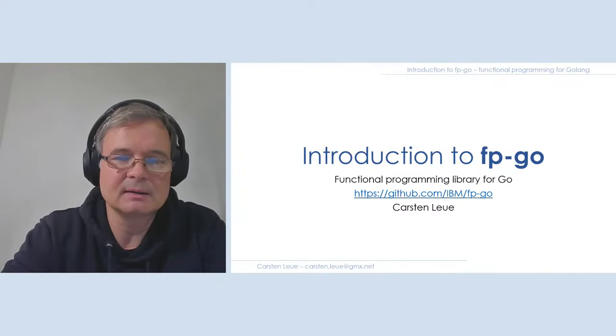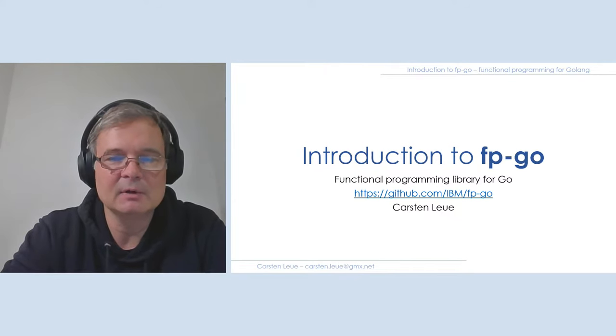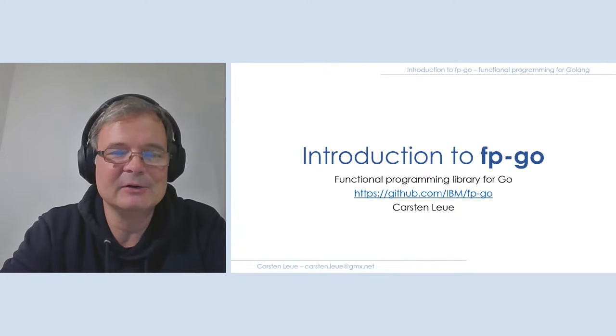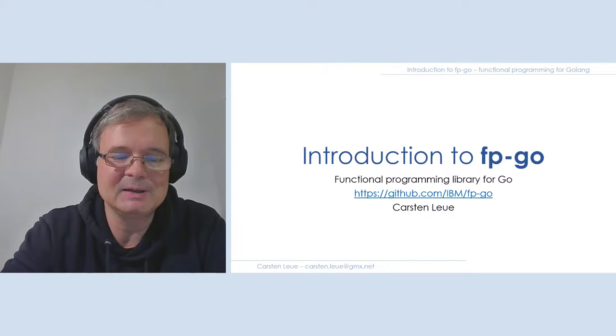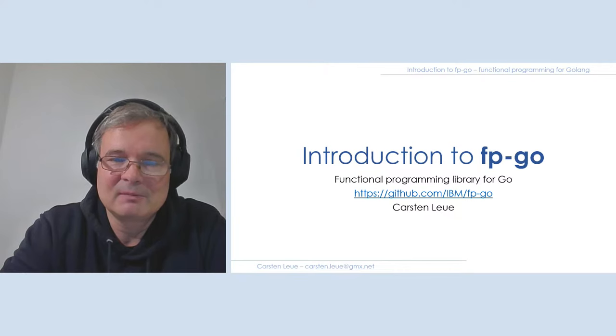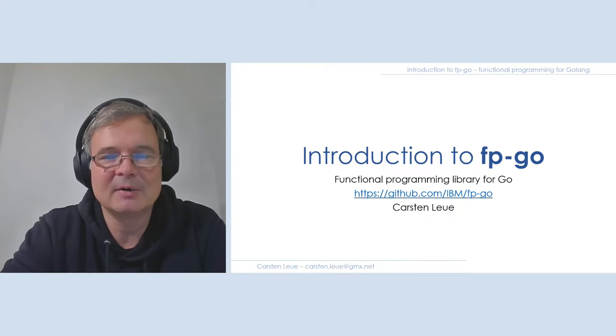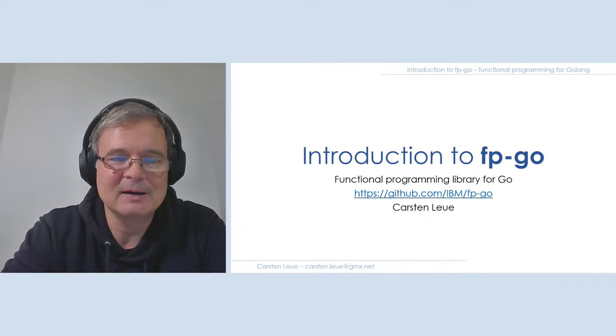Hey, my name is Carsten Leue. I've been a software developer for IBM for around 20 years now. And recently, we have published an open source library with the Apache 2 license that makes functional programming available for the Go language. I'm actually feeling very honored to have been invited over to the Func Prog Sweden meetup to talk to you about this library. And I would be very happy to engage in some discussion about this library at the end of this presentation.